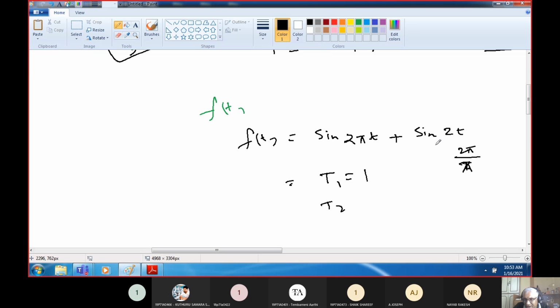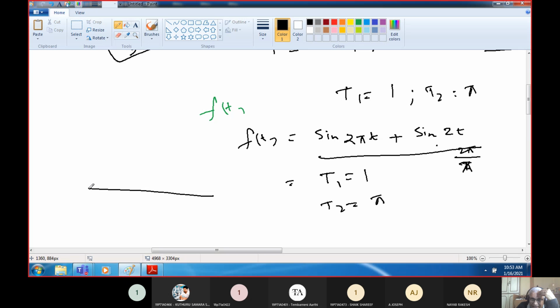So t2 here will be equal to pi, is it not? So t1 in this case is equal to 1 and t2 is equal to pi. Now using our logic, what we are looking at is the time period of the first signal is repeating every 1 unit of time, whereas the second one is repeating every pi units of time. What is pi? Pi is 3.14.